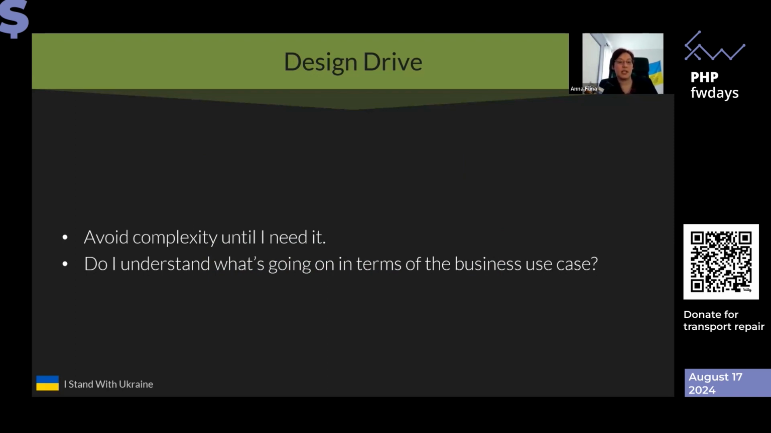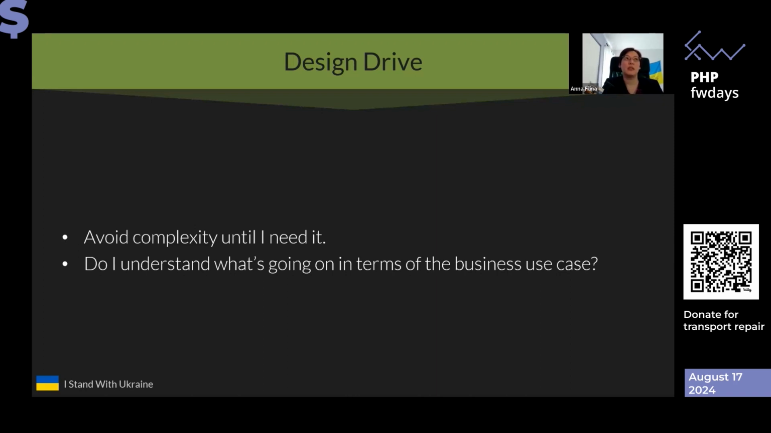And because I start there, this instantly reduces my options, right? When I need to make a decision, I just go, well, what is the least complex way to tackle this problem? And then I only add complexity as needed. Now, the second thing is, do I understand what's going on in terms of the business use case? So what does this code actually do? Not in technical terms, but in business terms.